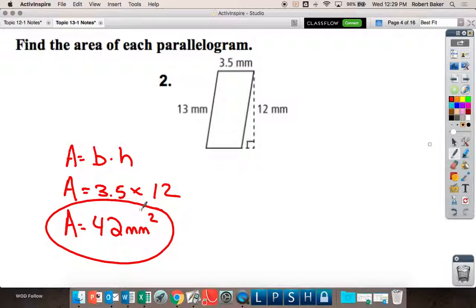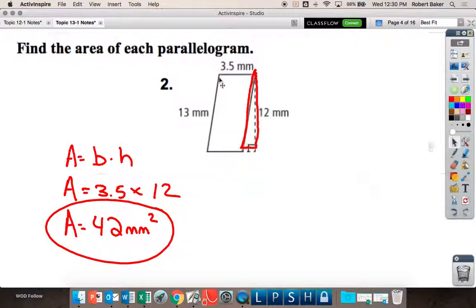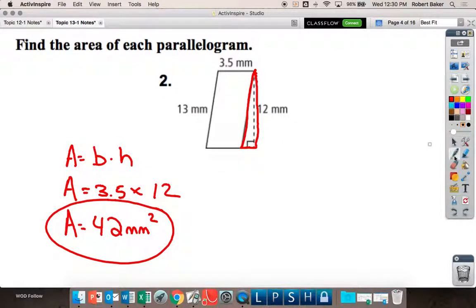Now, doesn't it feel like we're just finding the area of a rectangle, base times height? Yes. So here's why it works. If I take that triangle and I slide it over here, it's like finding the area of a rectangle. You see the rectangle I just made? See what I'm saying? It's like a rectangle right here now. By cutting that triangle off and sliding it over, it's just like finding the area of a rectangle. I think that's cool. Who knows?